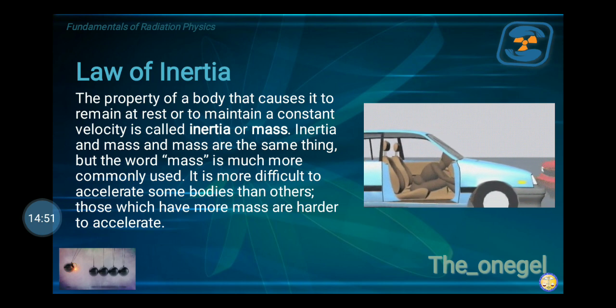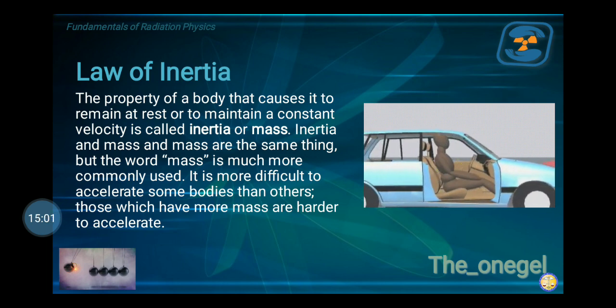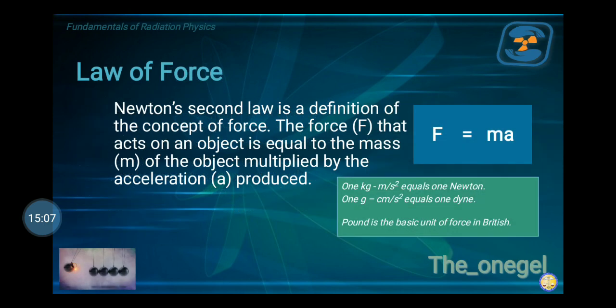Ganon. So velocity is one of the primary characteristics to distinguish different forms of radiation. Okay, so that's the law of inertia. And in other way around, we can call it the mass. The second law of motion is the law of force, which Newton's second law is definition of the concept of force, which is the force that symbolized by capital letter F that acts on an object is equal to the mass that symbolized by small letter m of the object multiplied by the acceleration that is symbolized by small letter a. So again, force equals mass times acceleration.